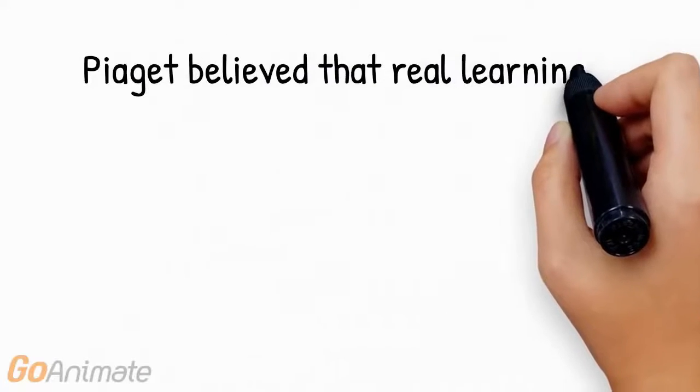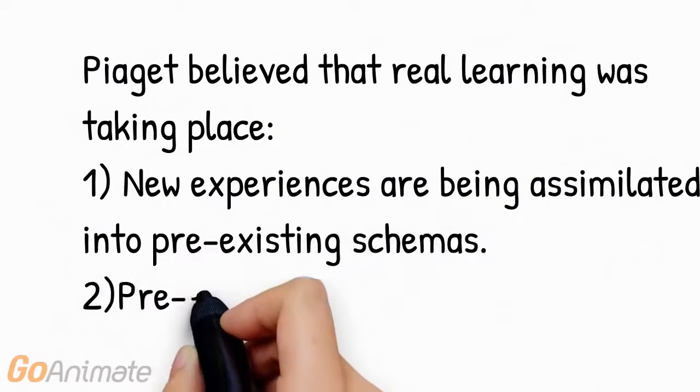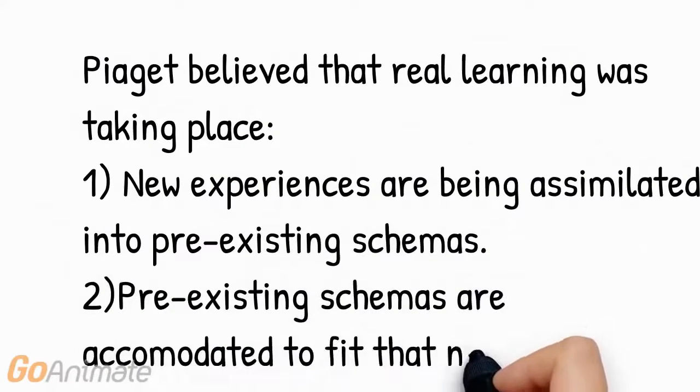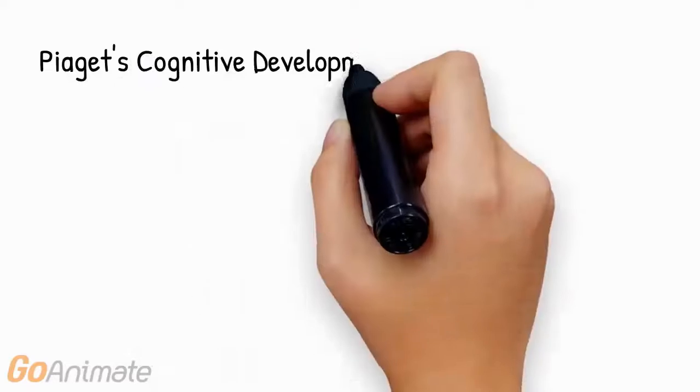Piaget believed that children really learn from interacting with their environment. And conceptually, Piaget believed that real learning takes place when new experiences are being assimilated into pre-existing schemas, or when pre-existing schemas are being accommodated to fit that new experience.